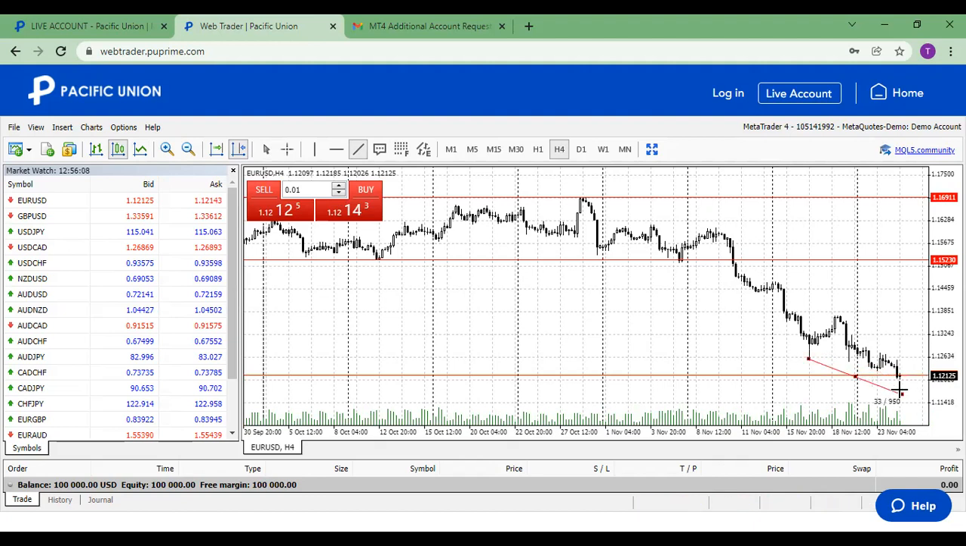That's two lows. Use it to connect the wicks together. You must connect at least 2 or 3. Okay, you see it. So you could see this as a dynamic support, or you could draw this as a dynamic resistance. Let's try to get the maximum number of touches.